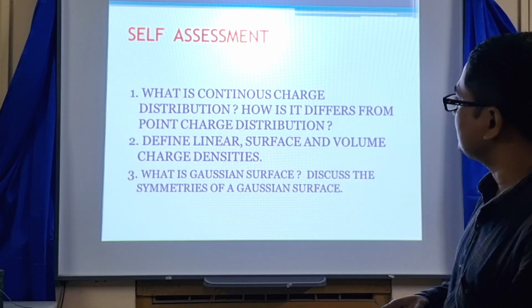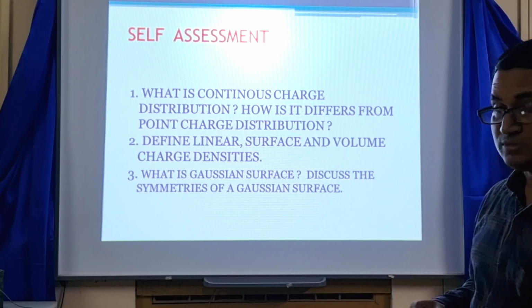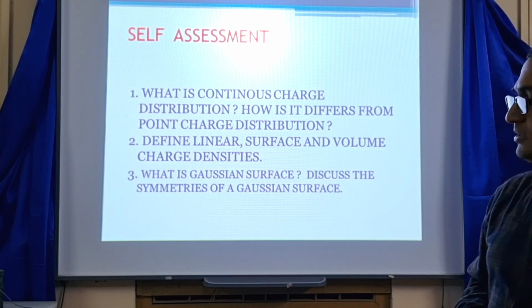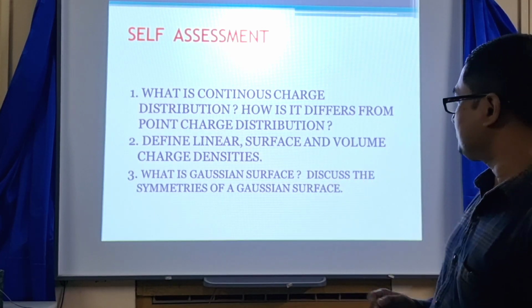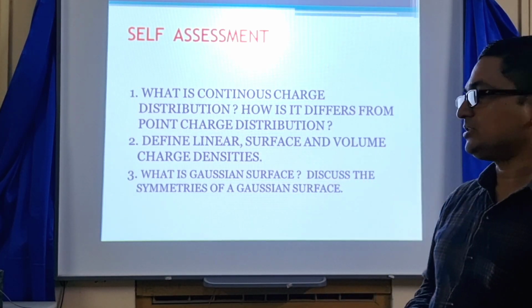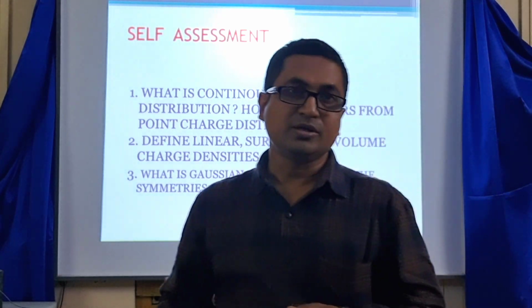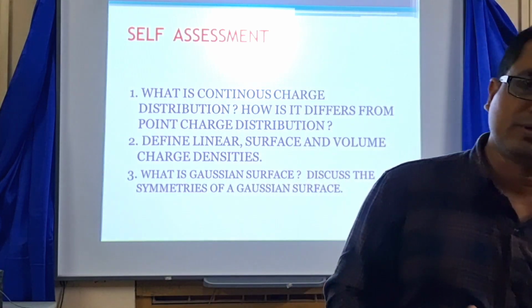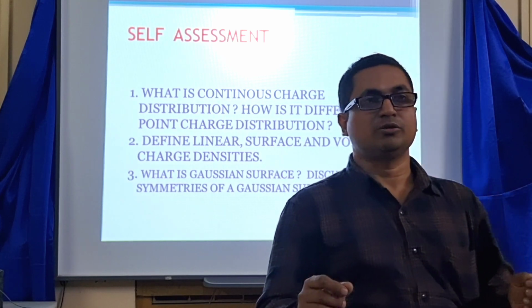So this is some kind of self-assessment. What is continuous charge distribution? How does it differ from point charge distribution, the discrete charge distribution? Define linear, surface, and volume charge densities, that is lambda, sigma, and rho. And what is a Gaussian surface? Discuss the different symmetries of the Gaussian surface. All this is included in this video. You can take a self-assessment and find out whether you understand all about these different types of continuous charge distribution as well as the Gaussian surface.